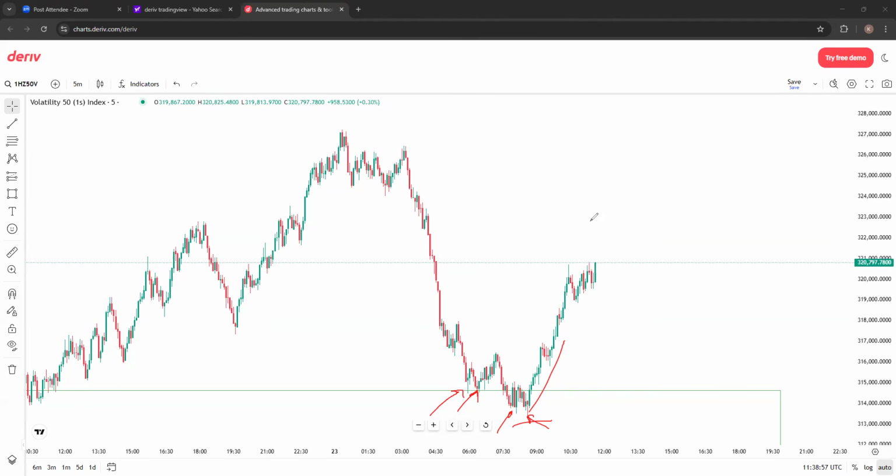All right. There's no difference between an order block and a point of interest. An order block is a point of interest. A point of interest generally is a point where we are expecting reactions to happen.